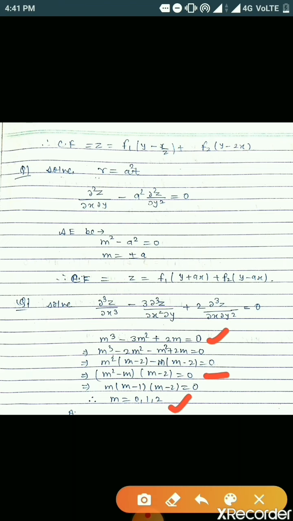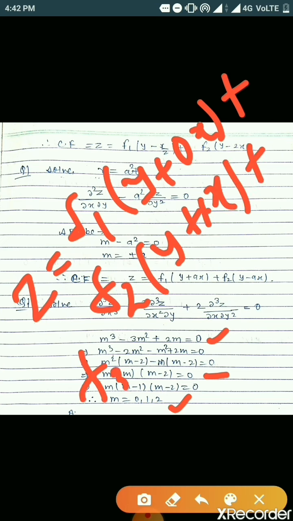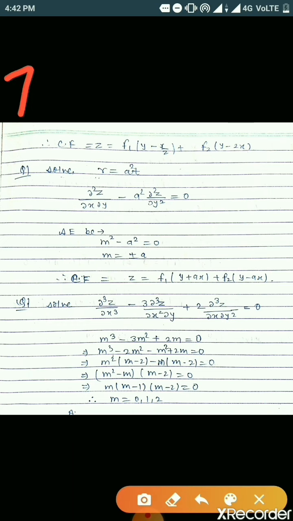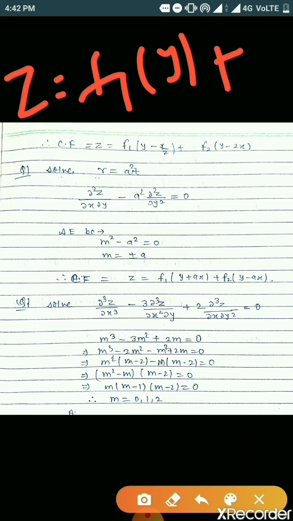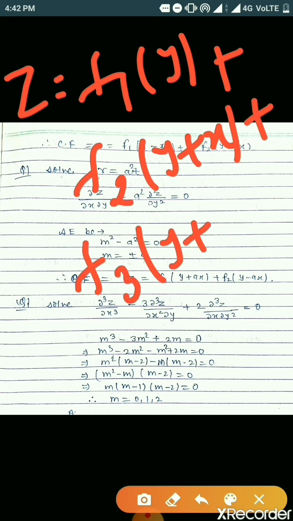So its complementary function, we will write it as z equals f1. First is y plus mx, but m is 0, so y plus 0 x. Next is f2 y plus 1 into x, and f3 y plus 2 into x. So we get the value as z equals f1 y plus f2 y plus x plus f3 y plus 2x. So this will give us the CF part of this function.